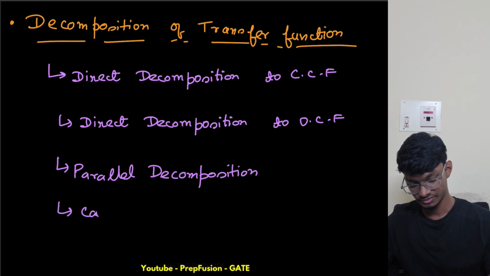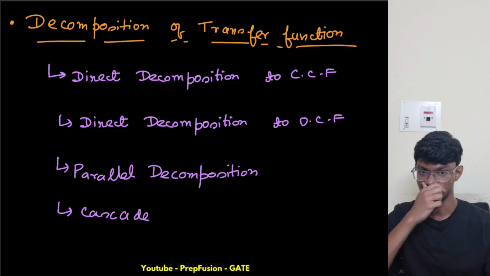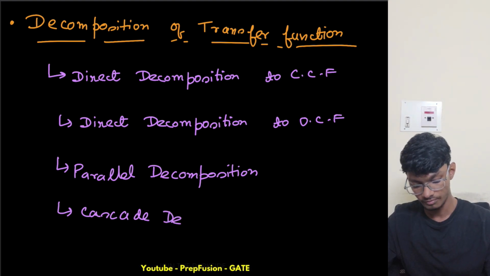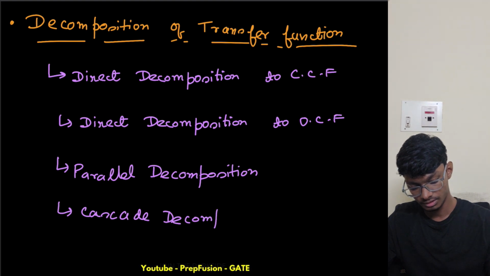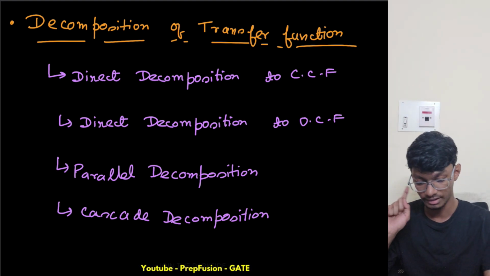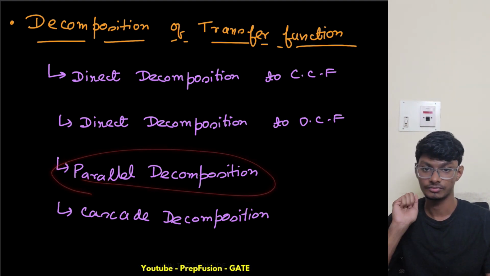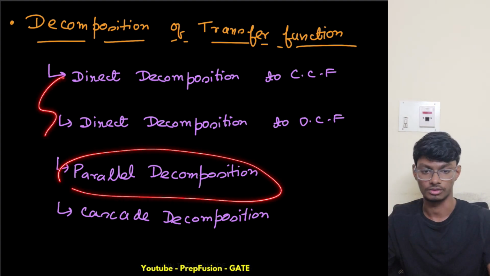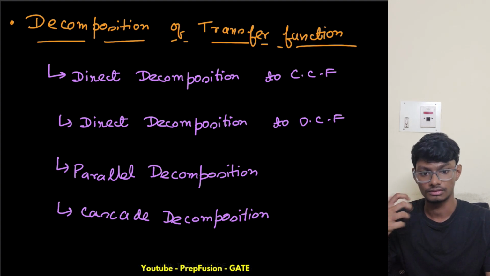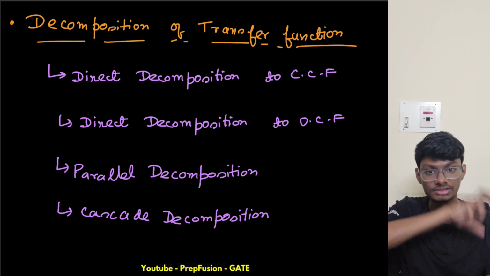Cascade is very simple. But with the help of parallel decomposition, I will change the transfer function into diagonal canonical form. Or if we aren't able to change the transfer function into diagonal canonical form, then we'll change it to Jordan. So parallel is very, very important. Pay attention when I talk about the parallel. Obviously these are also important. Okay, so let's first take an example to understand what a canonical standard form is.